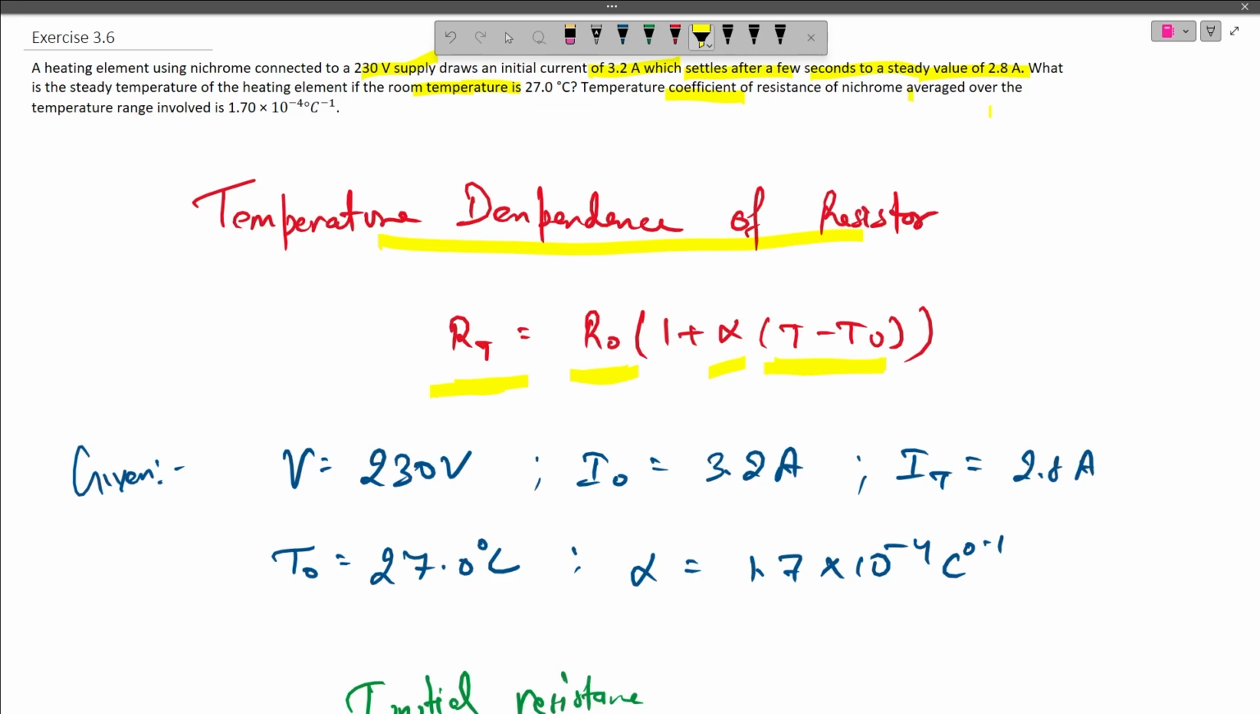Now in this question we have been given the potential difference, that is constant in this temperature range, I naught, the initial current through the resistor, I_T, the final current through the resistor, the initial temperature, and the temperature coefficient. So we have to find out the steady temperature, that is T final. T initial is given and we have to find out T final.